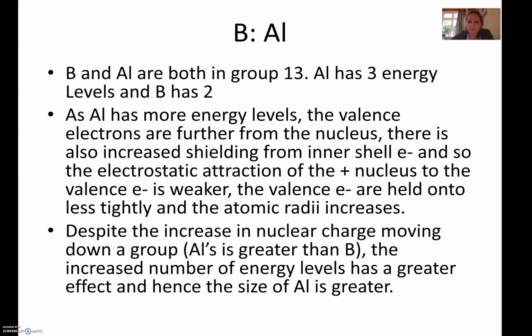And I have typed that all out for you, so you can feel free to pause, have a read, and if you've got any questions. So just making sure every answer you've spoken about nuclear charge, you've spoken about the number of energy levels, you've spoken about shielding by inner shell electrons, and you've mentioned distance.